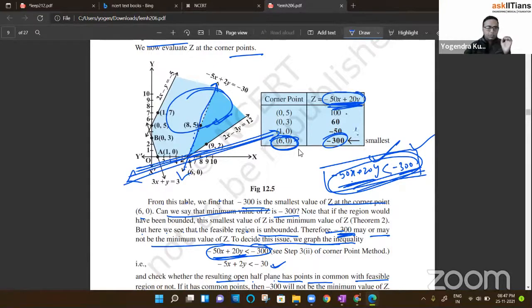This inequality is asking whether this objective function, this minimum value, can be less than this. So we get this dotted line like that, and it has many points like this. Many points satisfy it, making it less than this. With the feasible region, it has many points in common. So that's why this is not the answer. There is no minimum value for this. We cannot say that 6,0 is the minimum value for this.